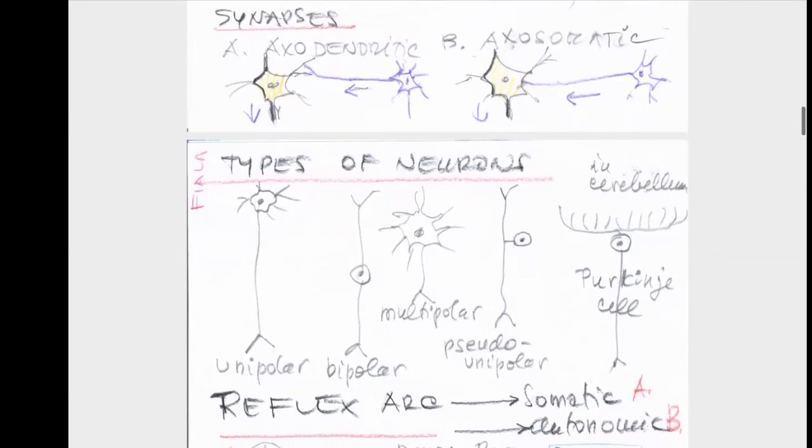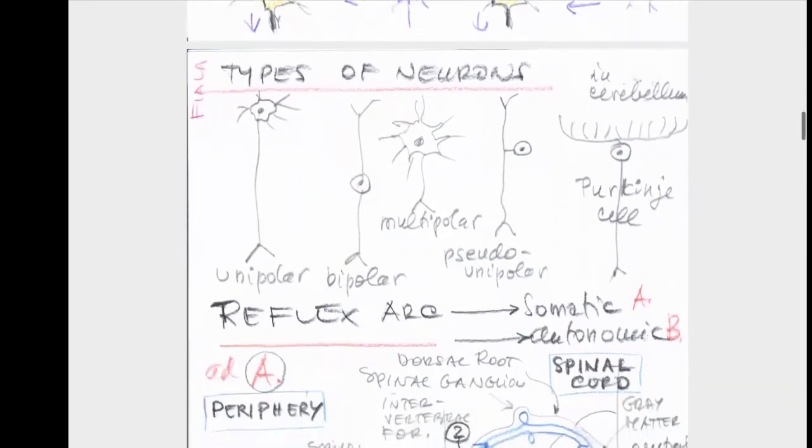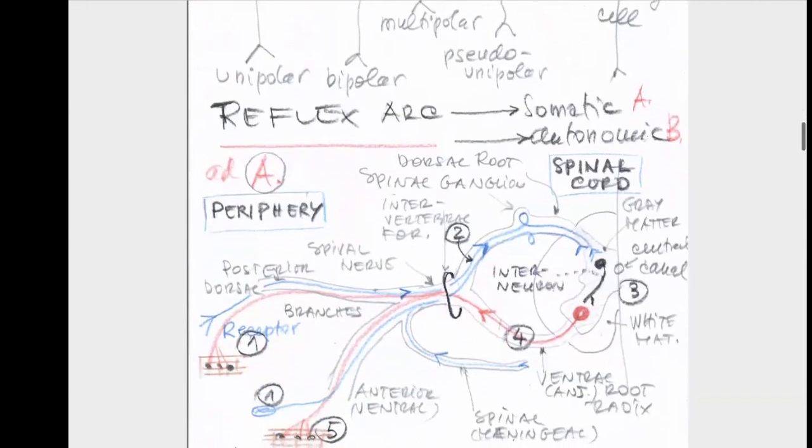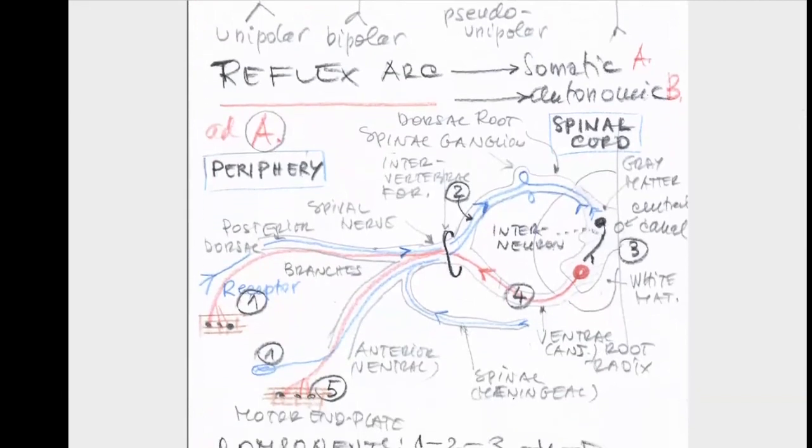The next one is the reflex arch. Reflex arch is the principal action of the neural system. We will spend some time with two types of the reflex arc: somatic, category A, and autonomic, category B.